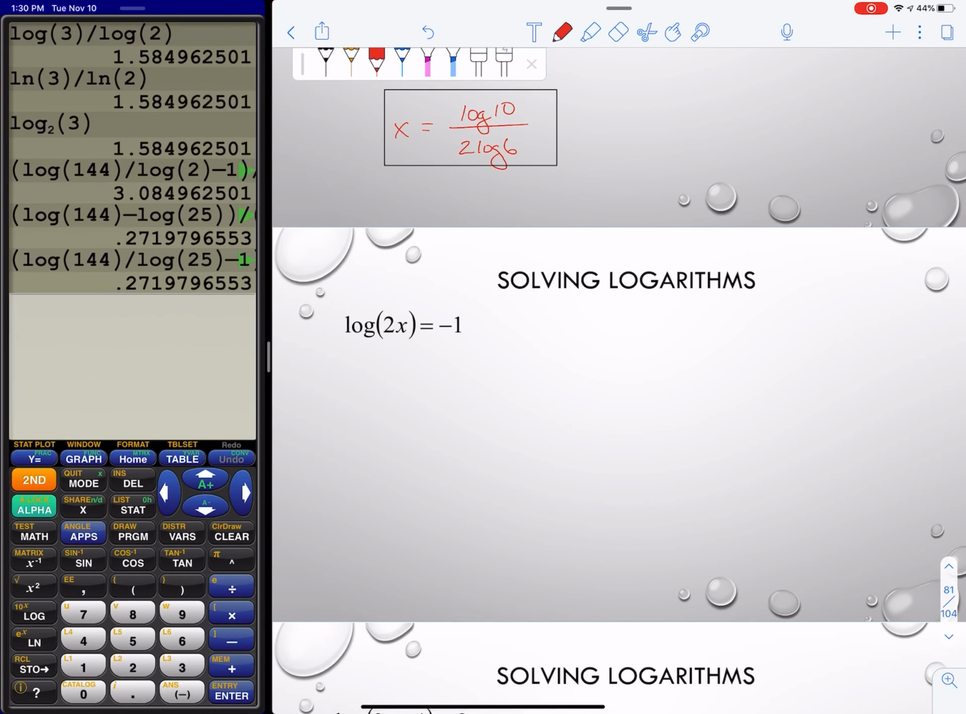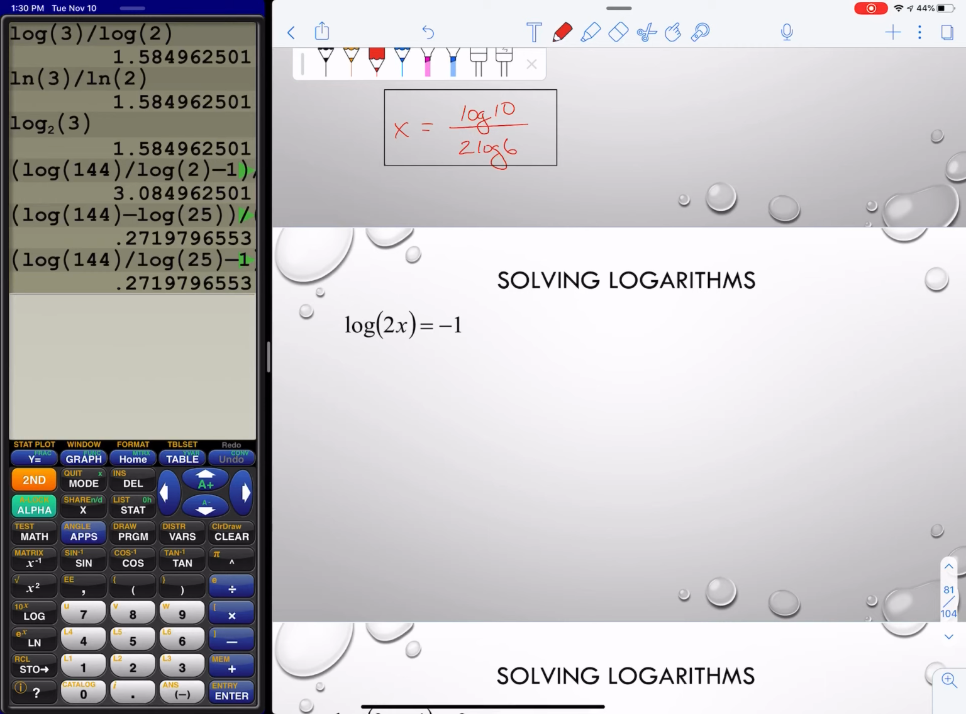Let's come down, let's take a look at one or two logarithms. So here I've got log of quantity 2x equals -1. All right, I want to solve this. So I want to isolate the log and I want to rewrite as an exponential, unless it's something that I know how to evaluate right off the bat.